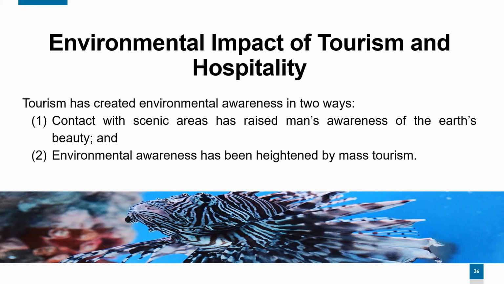Tourism and hospitality has created appreciation of the environment by bringing scenic attractions to the attention of the public. In Switzerland, for example, mountain sports and vacations, both in winter and summer, have mushroomed as a result of rapid tourist growth.